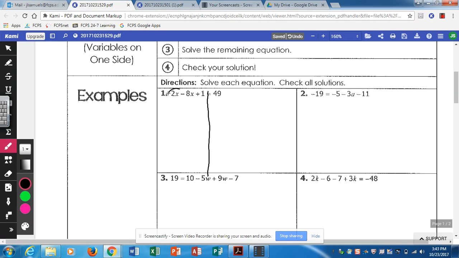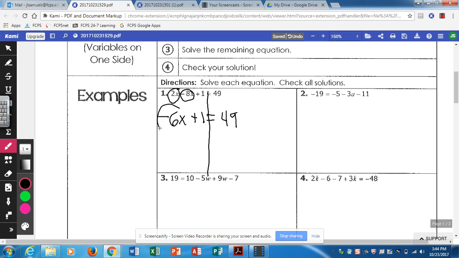So I'm going to put a circle around all my like terms. Okay, and right now we only have 2x and negative 8x that can be combined. So what is 2x minus 8x? That leaves us with negative 6x. And we bring down everything else that's left over. So now I just continue to solve my equation just like I would a regular two-step equation.